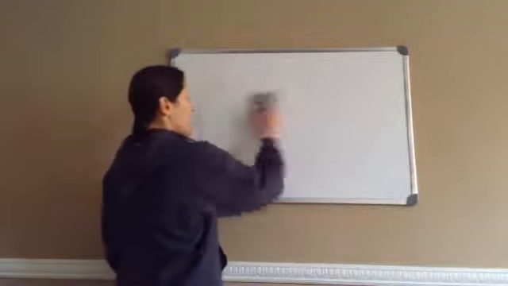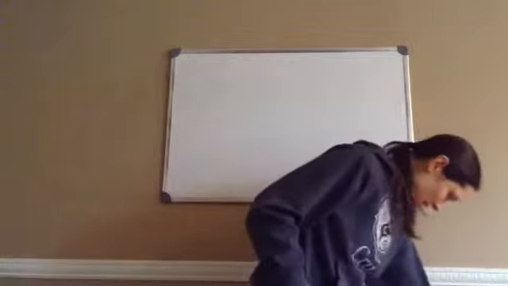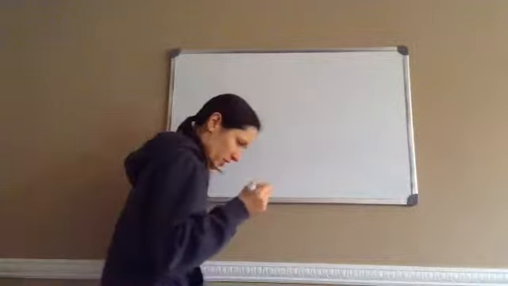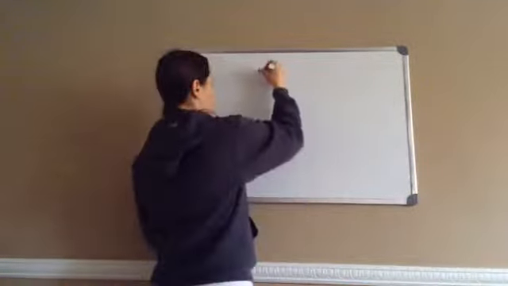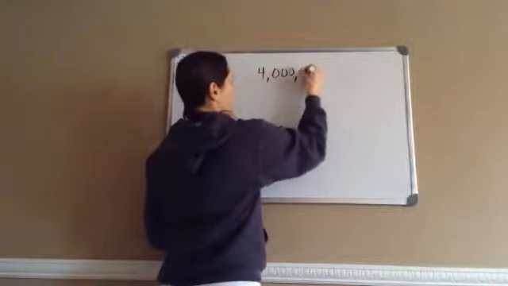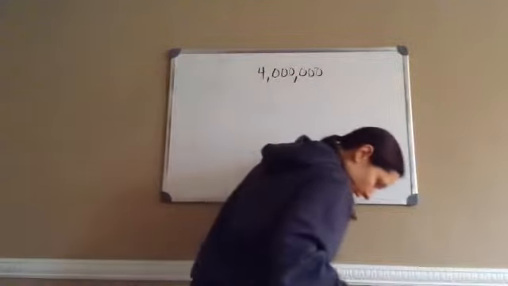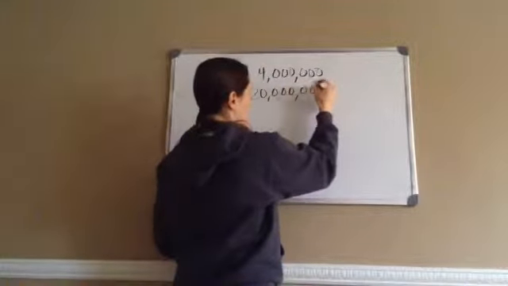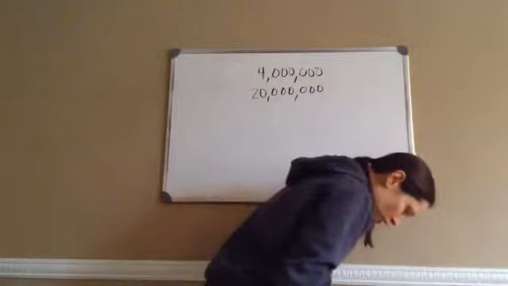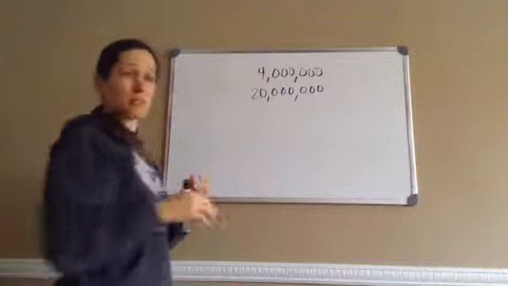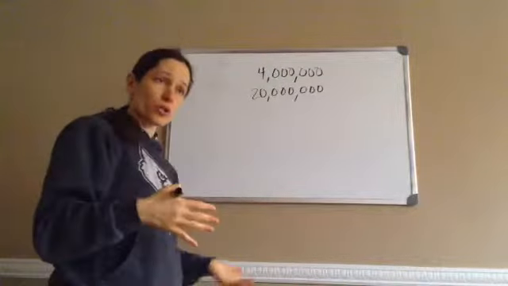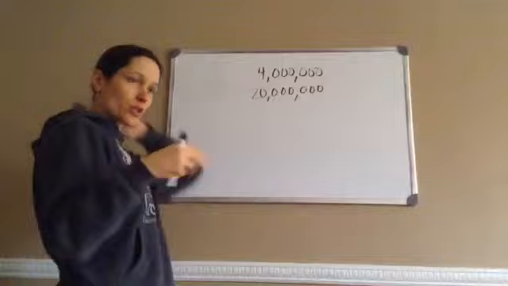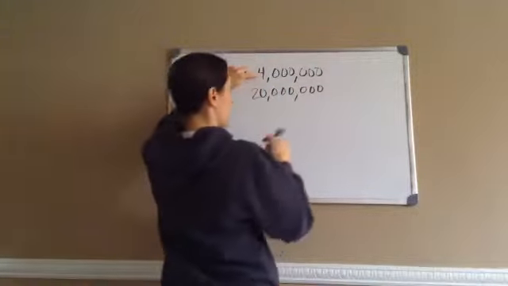Operations with scientific notation. Okay? So basically what you're going to do, they want us to multiply these numbers: 4 million and 20 million. And when you've got large numbers like this, it's best to put them in scientific notation first and then do the problems. So for example, this would become what?